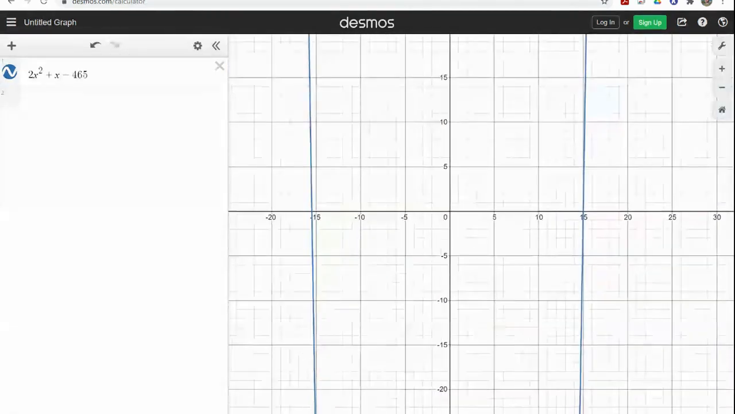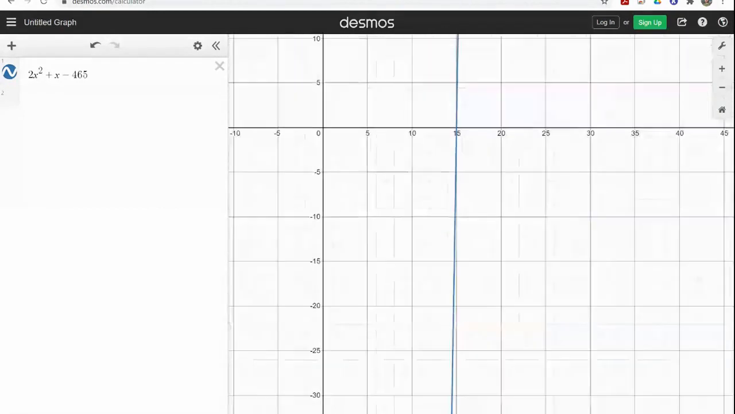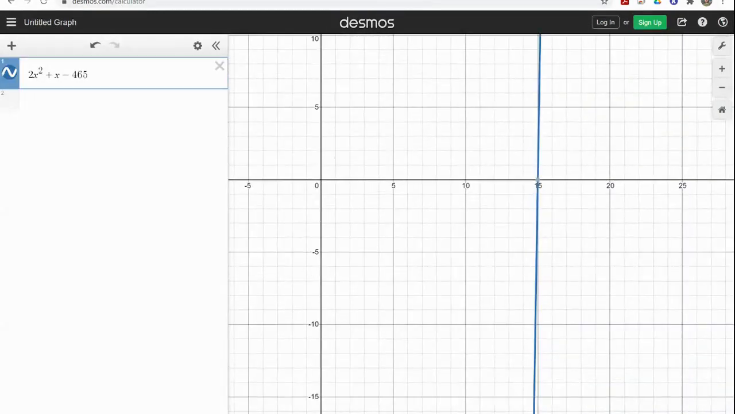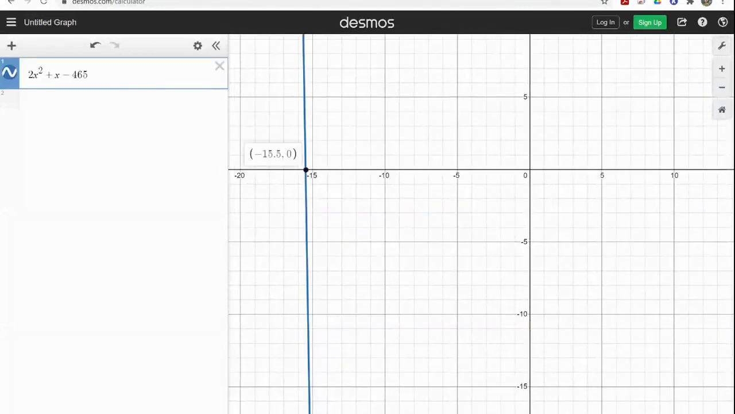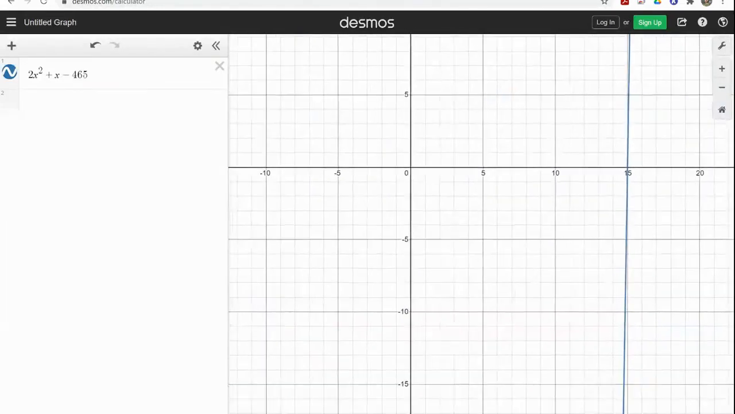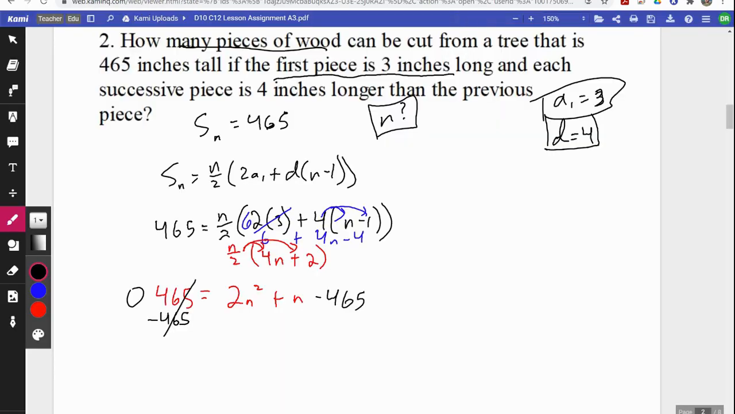And there we are. We see that this is going to be some parabola. You could zoom way out to see it if you needed to, but we just need to know where it crosses the x-axis. 15. And you can go down here, it's negative 15.5. But we can't have a negative amount of terms of a sequence, because the terms are just counting up incrementally one by one. 15 would be our answer for n then.